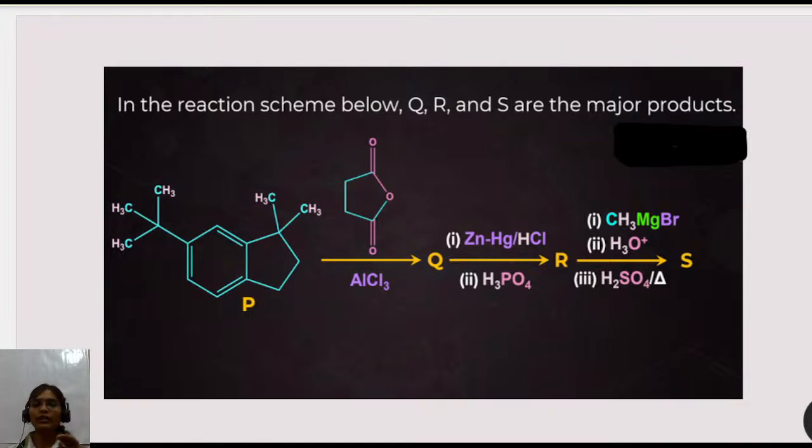You have to identify, if we are moving from P to Q, everyone, what is the first reaction we are given here? AlCl3 is a reagent, and I'm getting some kind of COCl type. So which kind of reaction is this? Whenever you observe AlCl3, the first thing that strikes my mind is that definitely it is going to be an electrophilic substitution reaction. Right, everyone?